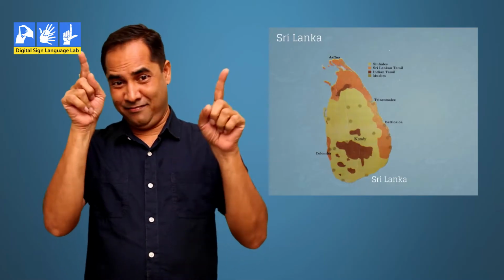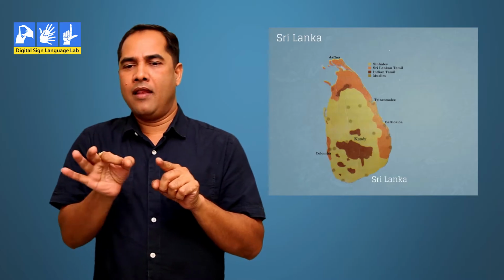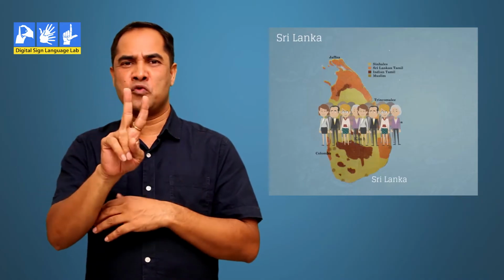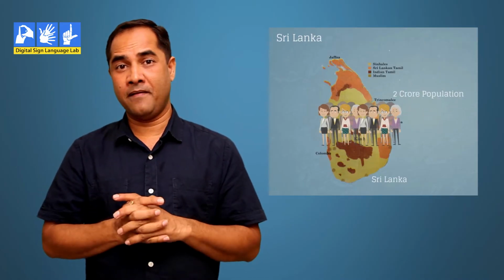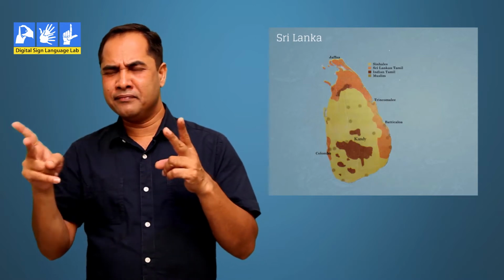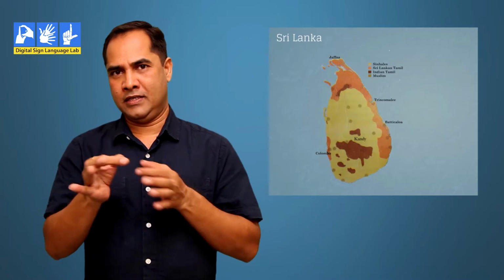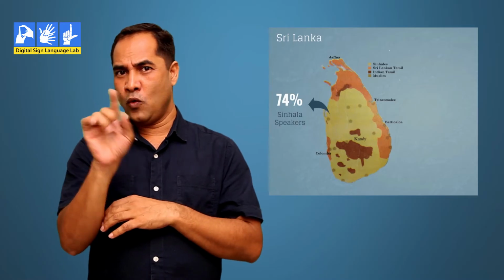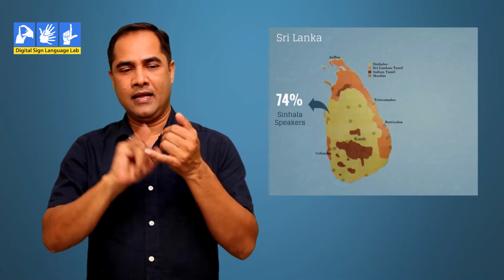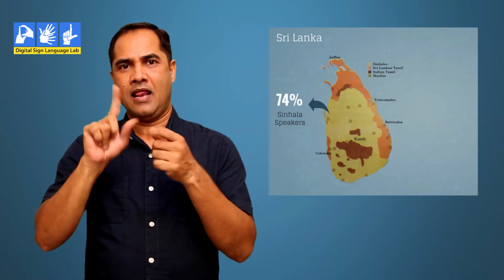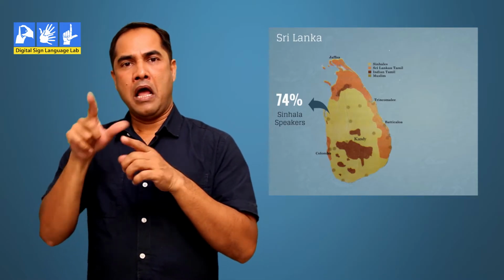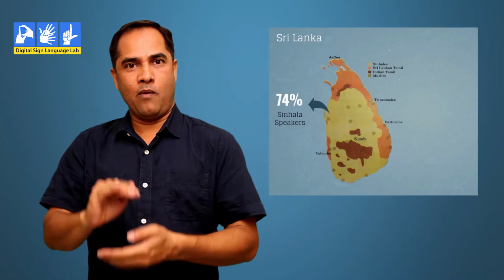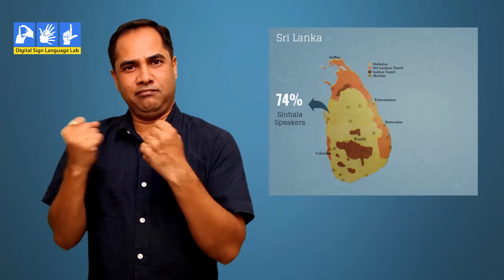Now I'll explain about Sri Lanka. Sri Lanka is our neighbor. In the south, it's an island country of around 2 crore population. Sri Lanka also has different ethnic groups. 74% of Sri Lankans come from the Sinhala or Sinhalese community. They have their own culture, their own religion. They are the native Sri Lankans.